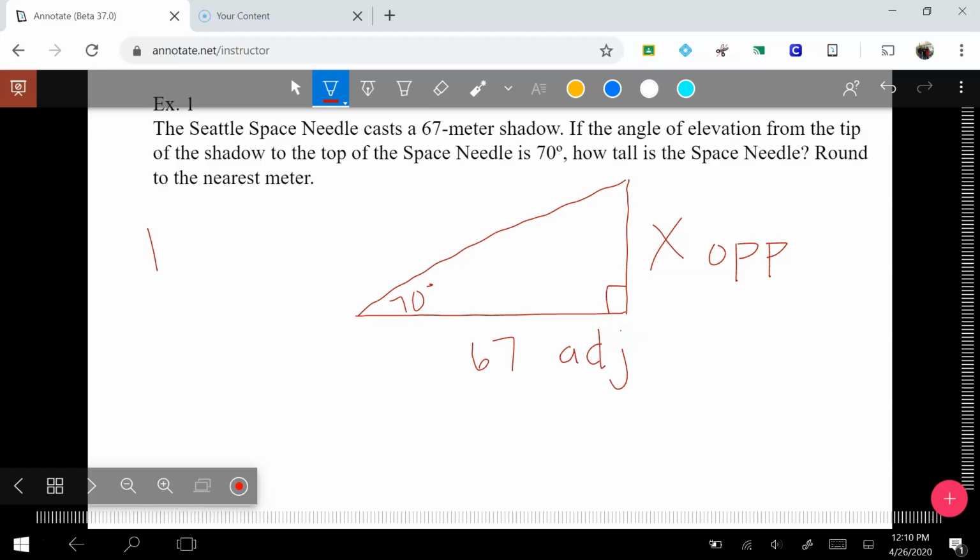So I'm going to say the tangent, because that's my TOA, opposite over adjacent. So the tangent of 70 is going to be x over 67. Just like with all these problems, it's extremely important that you make them a proportion so you don't solve them wrong. You can see I put x under the tangent of 70. So x is going to equal 67 times the tangent of 70.